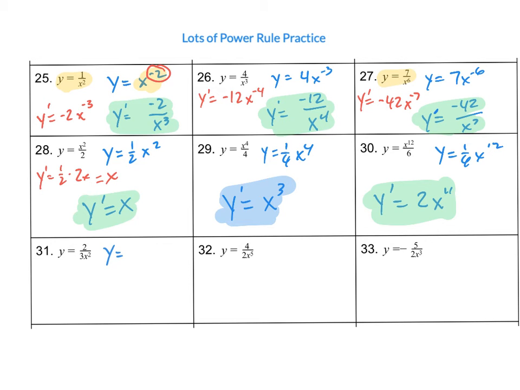So I'm going to rewrite this as a constant multiple, 2/3 times x to the negative 2, which is the power of x. Now when you do that, you bring your power down. That'd be negative, oh goodness.